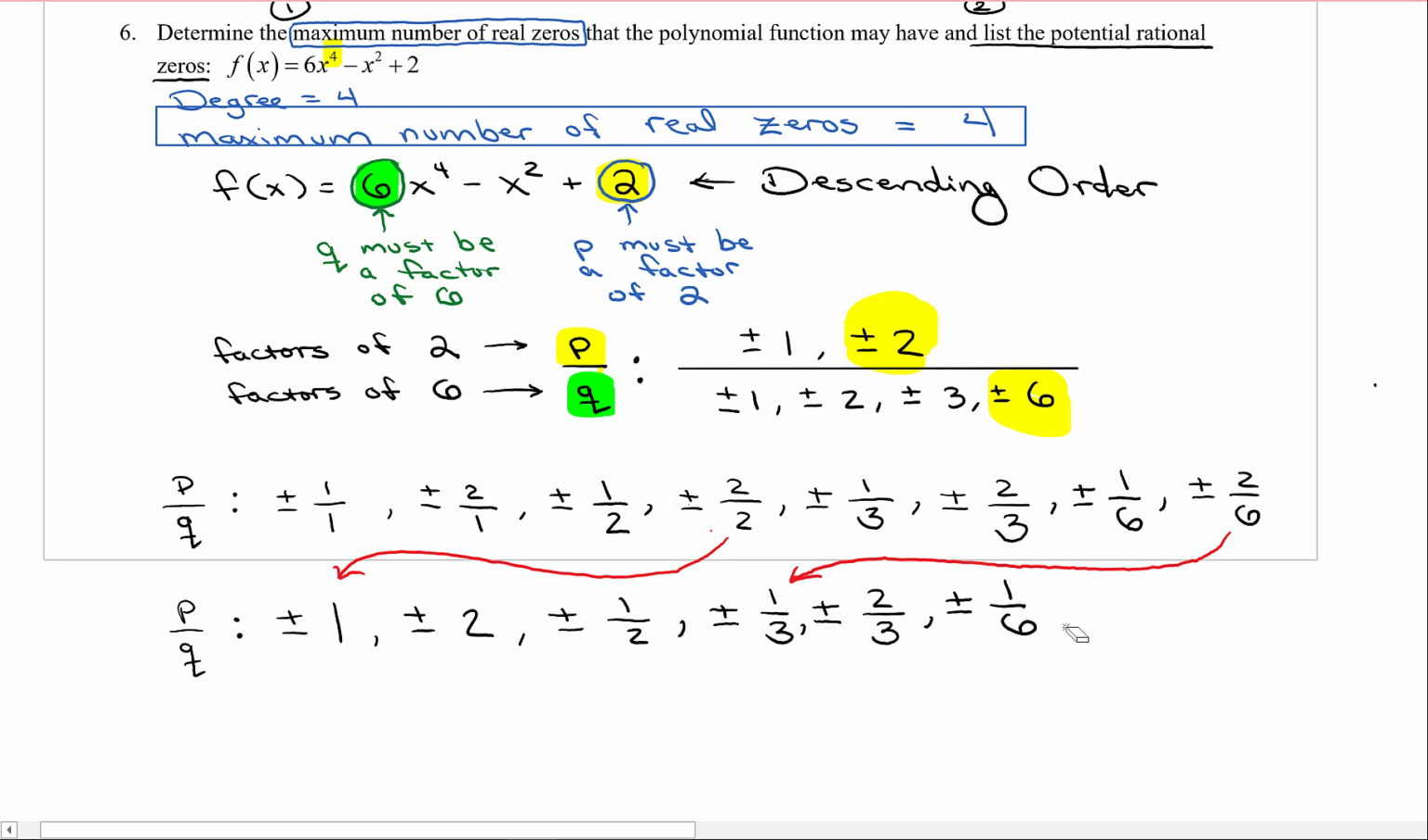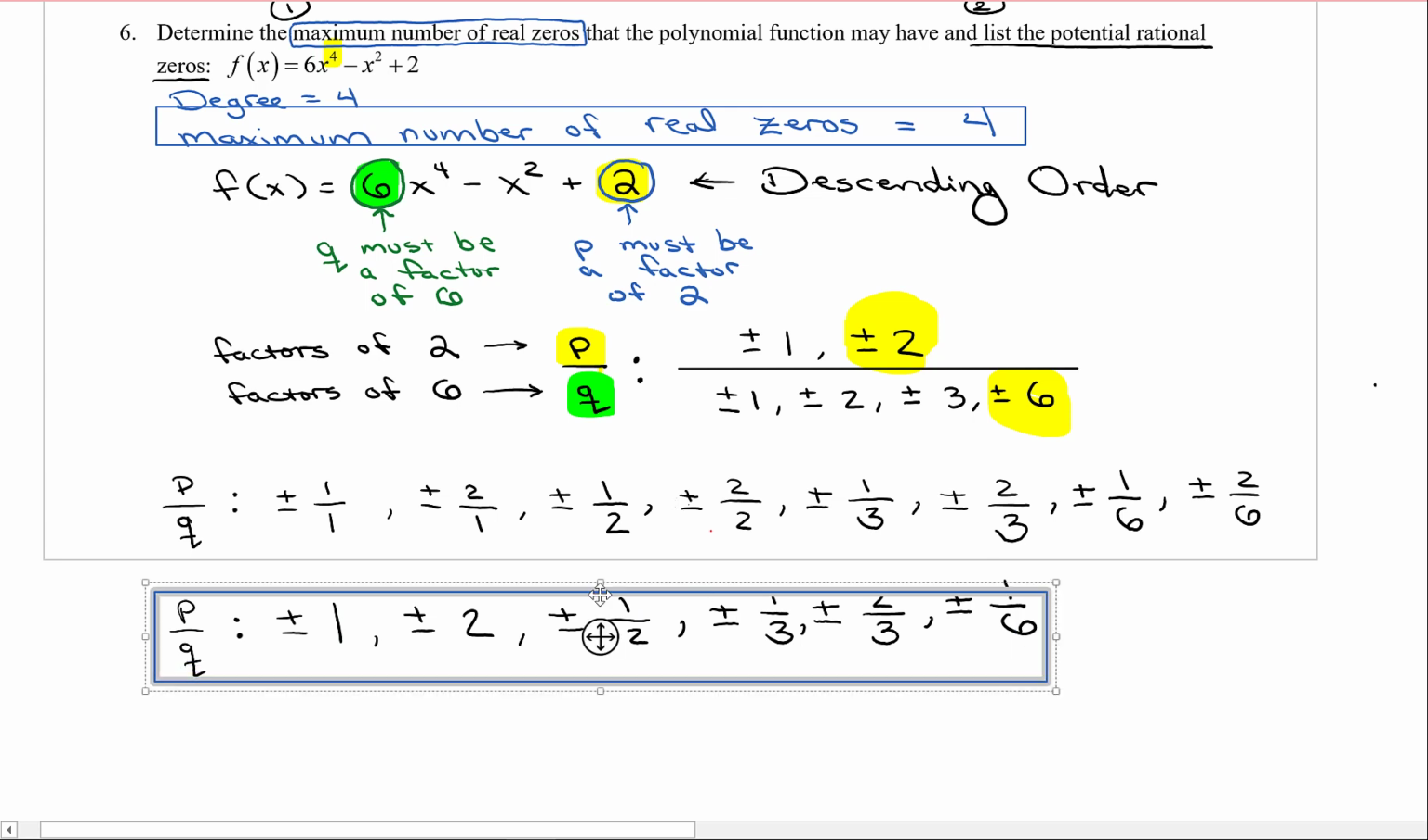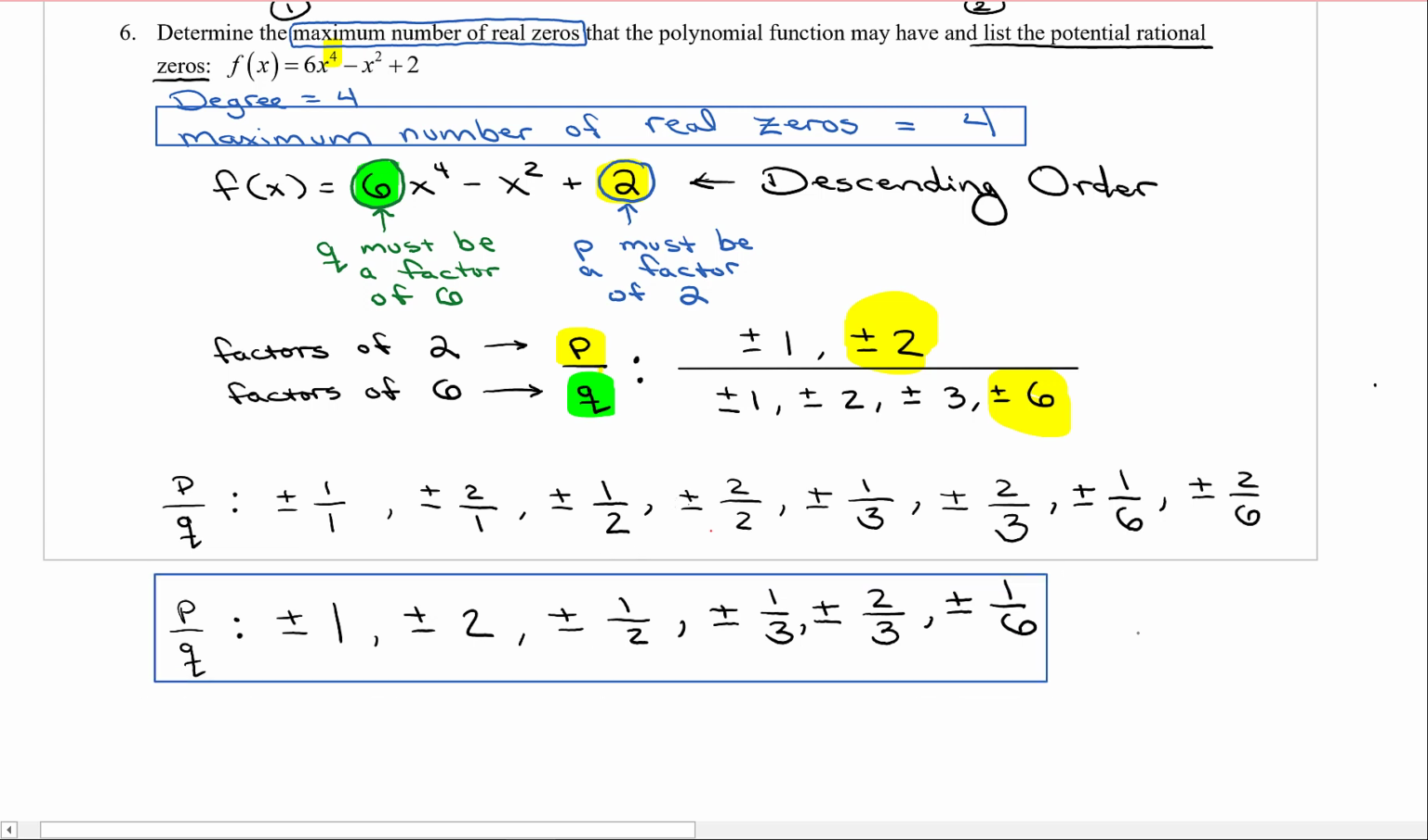It's already there. So looking at these, I know it looks like we have only 6 answers in our final answer list, but this is actually 12 answers. I want you to know that every time you have a positive or negative, remember that's actually 2 numbers there. Okay? So this is my final answer here for my list of potential rational zeros.